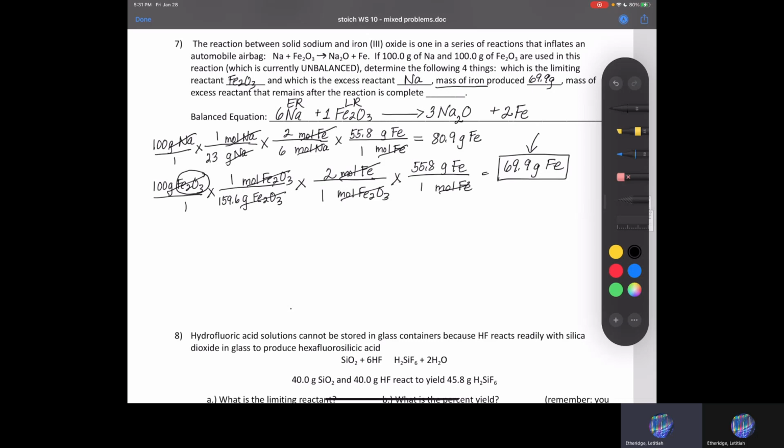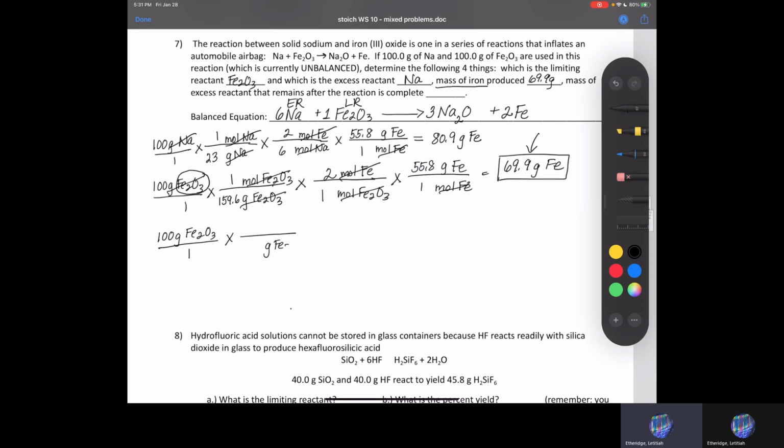And now it is asking you, what is the mass of the excess reactant that is going to be left over? So now remember, for all the other questions you answer, you start with the limiting reactant amount. So I'm going to take my limiting reactant amount, which is 100 grams of iron 3 oxide, and I'm going to find out how much sodium I used.